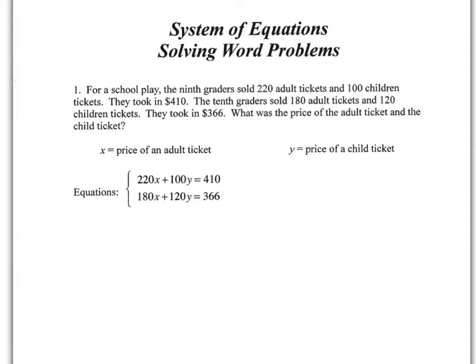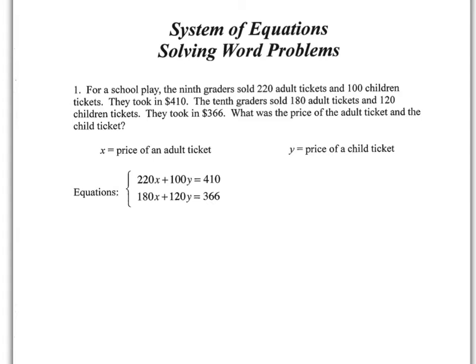The second statement that includes things that show up in my equation is where the 10th graders sold 180 adult tickets and 120 children's tickets, and they took in 366. Those English sentences became the second math sentence. Now let's go ahead and solve this.